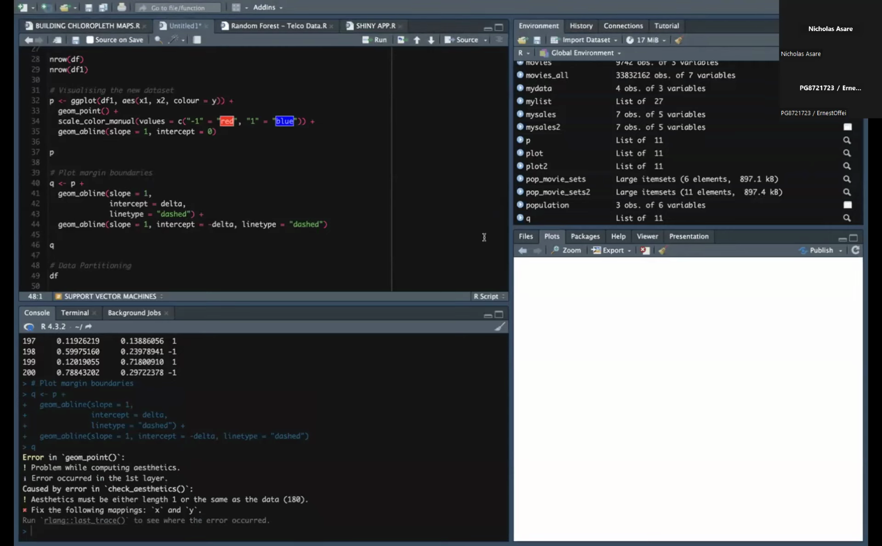Nancy, your geom line is supposed to be two. You've plotted for only one. So copy the geometry line, one is for positive and one is for negative. So the first one, was it negative or positive? The first one, intercept is equal to delta. Good. And then the second one, intercept is equal to negative delta. All right.